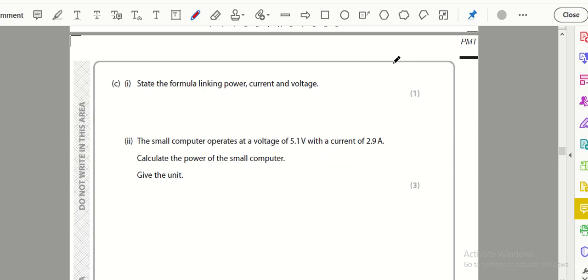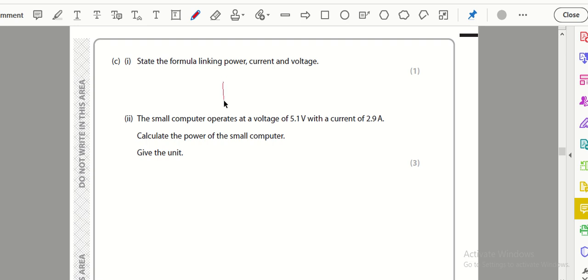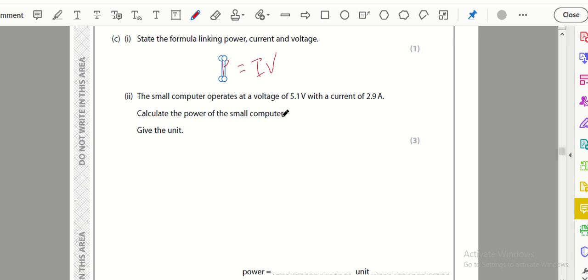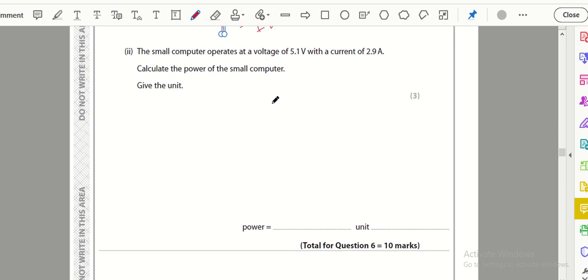State the formula linking power, current and voltage. P equals IV. The small computer operates at a voltage and current. Calculate the power. So P would equal 5.1 times 2.9. The answer will be 10.8 watt.